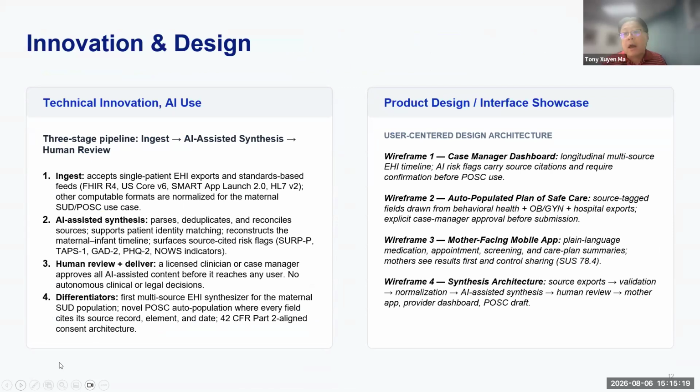Fields are cited based on source records, elements, and data, and the mom-facing app provides her with plain language summary of her medications, appointments, and care plans. She sees her results first, and she also controls who she can share them with. We are the first multi-source EHI synthesizer built for the maternal population with a consent architecture aligned to CFR Part 2. And this isn't really a concept for us.